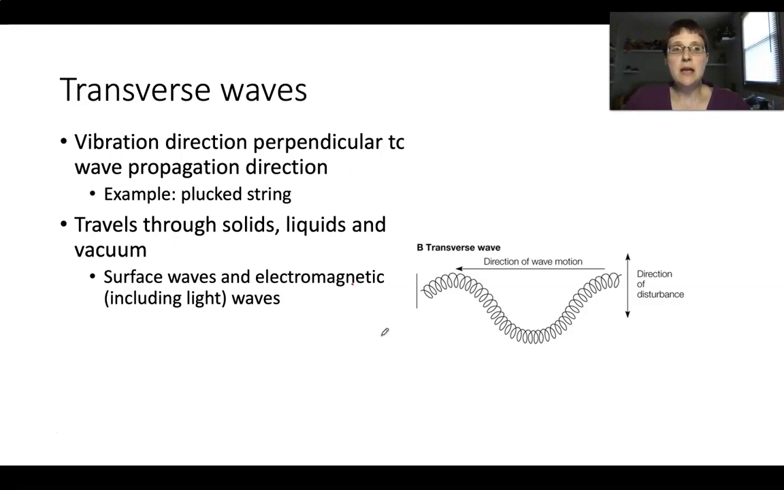So surface waves, like water waves, are transverse waves. And then electromagnetic waves, like light waves, they're not the only ones, but light waves are the ones that are going to travel as transverse waves.